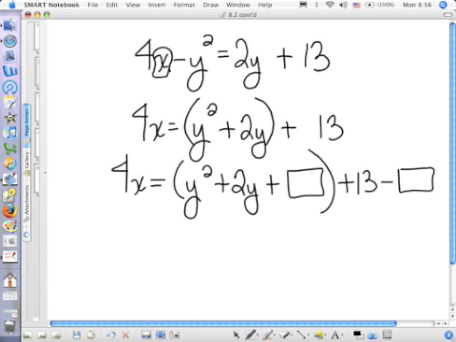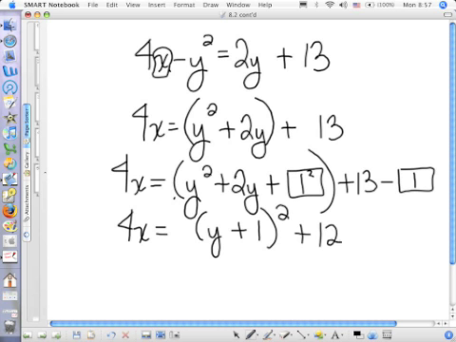1 squared. Now, is there anything in front of this parenthesis that I need to take into consideration when I'm filling in the second box? It's an understood 1, so it really doesn't make a difference. So the same exact number goes in the second box. Now by factoring and combining my constant terms, I am now here.